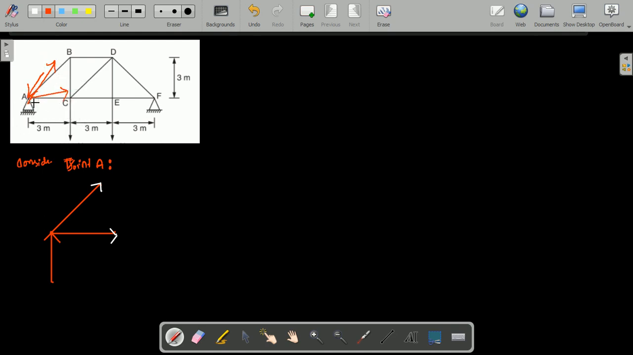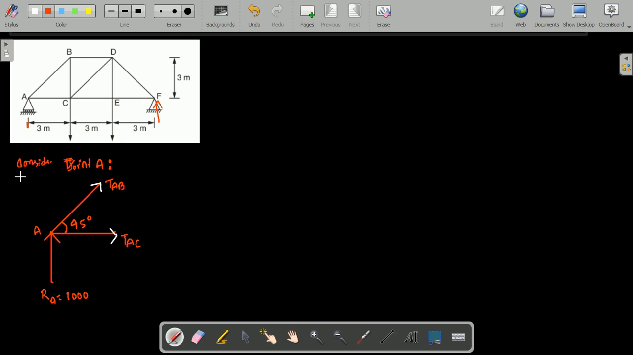And the support reaction you just write as it is, vertically upward. Other forces you need to consider are those moving away from the joint. So this is joint A. I will write TAB, this is TAC, and this is RA. We have the RA value, that is 1000. And the inclination we have already calculated, that is 45 degrees.